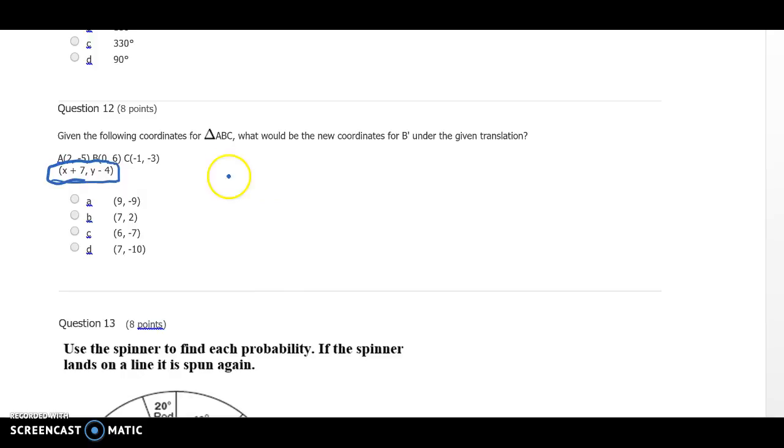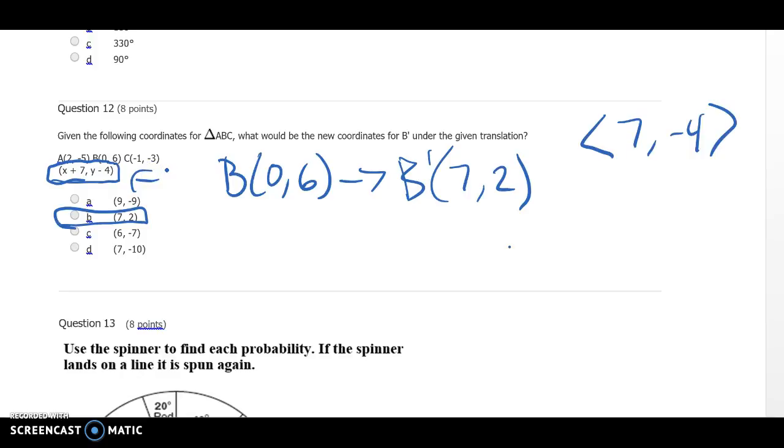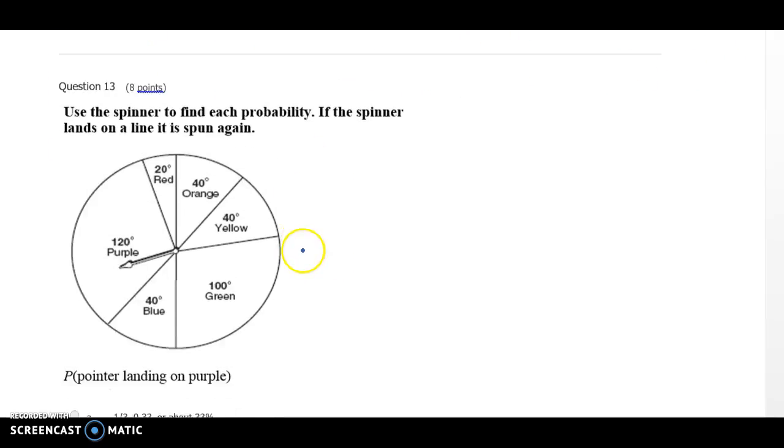Okay, so looking at B was 0, 6. So B prime, we're just going to add 7 to the x, so that'll be 7, and subtract 4 from the y, and that'd be 2. So our new point would be at 7, 2. It's just like having those translation vectors that we looked at. If our translation vector was 7, negative 4, that's the same thing that this translation tells us right there. So do not overthink that one at all. Those should be easy money on the CPA, or the final, rather.